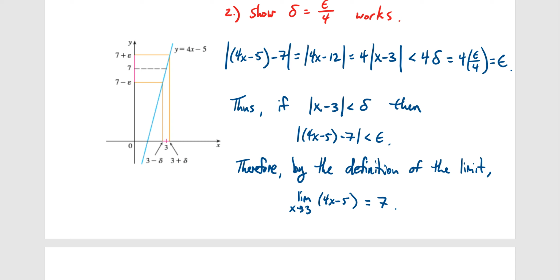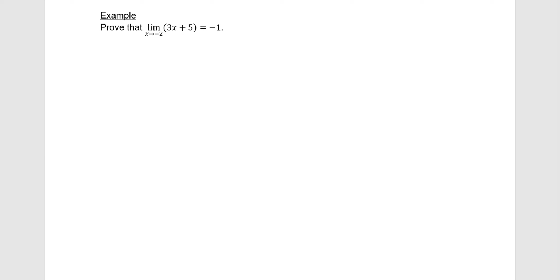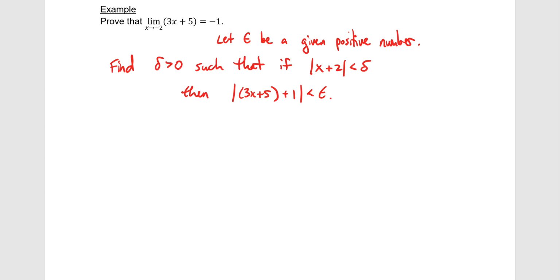Okay, so this one was just very generic, and we didn't actually have an epsilon, we just knew it's some positive number. Okay, so let's do another one here. Prove that the limit of 3x plus 5 equals negative 1, and that's when x goes to negative 2. So let's do this one a little bit faster. We start the same way as the other one. We know we're doing an epsilon-delta proof, so we're going to let epsilon be a given positive number, and we're going to find a positive delta such that if the absolute value of x plus 2 is less than delta, then the absolute value of 3x plus 5 plus 1 is less than epsilon.